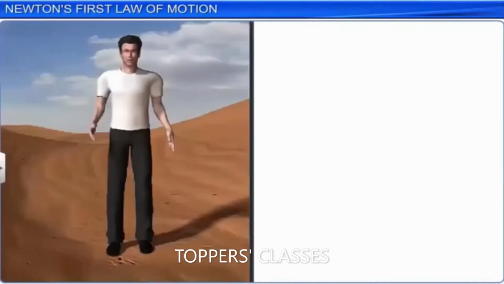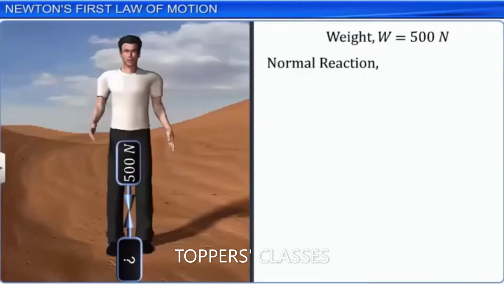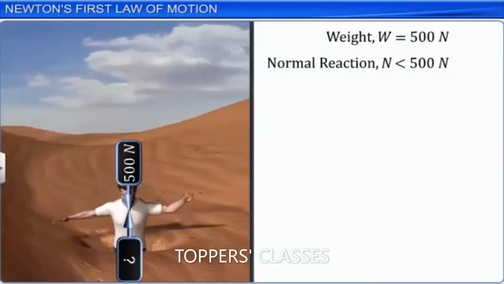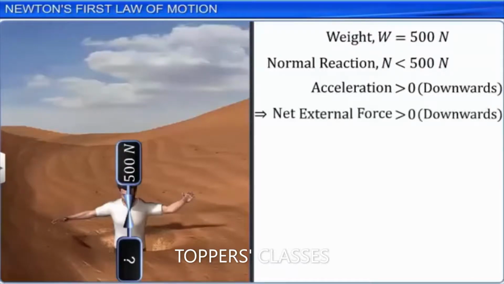Let's consider another situation. What are the external forces acting on you if you are standing in quicksand instead of on firm ground? Your weight is the same. But what about the normal reaction? It can't be equal to 500 Newton. It is definitely less than 500 Newton. How did you come to this conclusion? Simple. You are sinking into the quicksand. That means you have an acceleration vertically downwards, which implies that there is a net external force acting vertically downward.